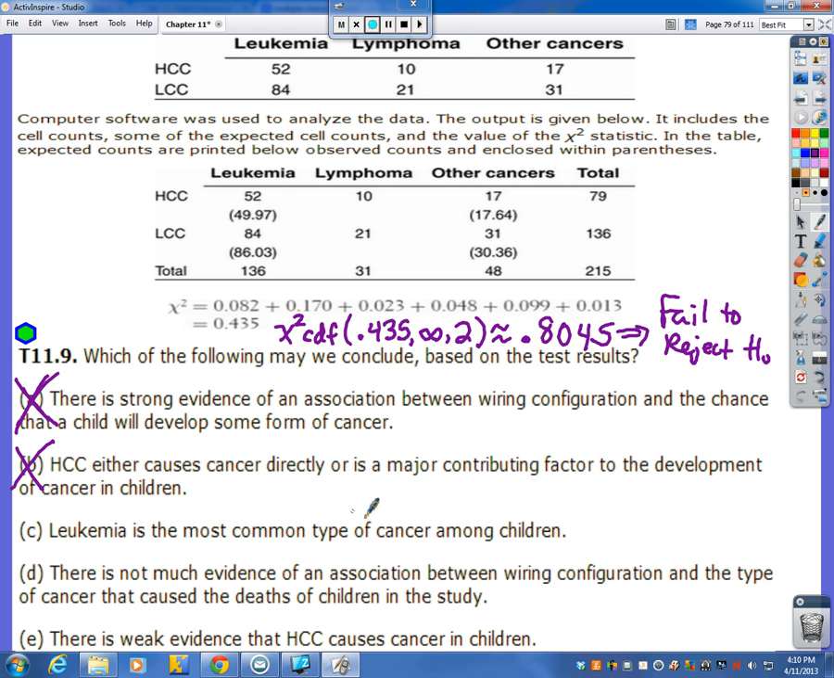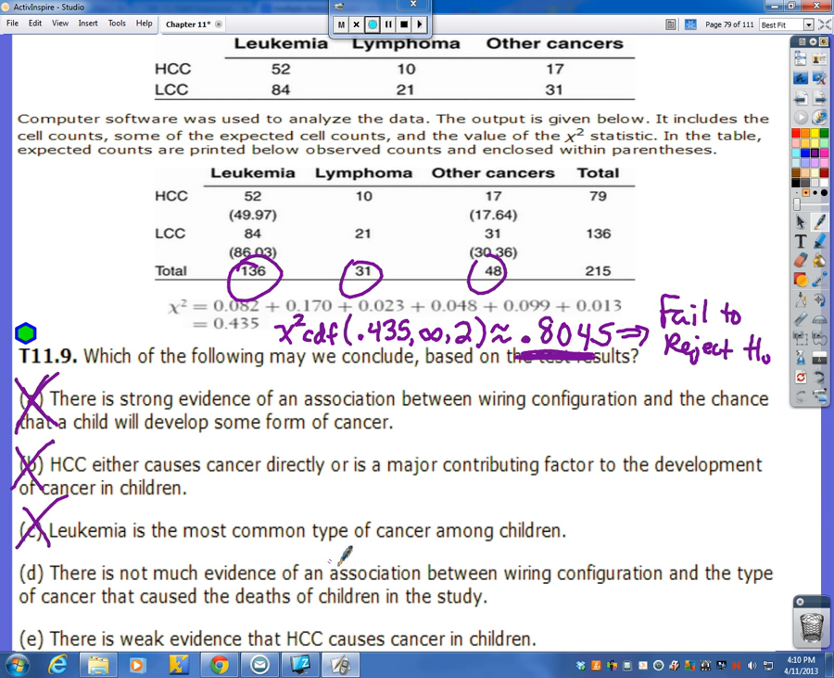Leukemia is the most common type of cancer among children. That isn't what we'd really conclude at all. I mean, if we look at leukemia, yeah, we got 136 cases versus 31 versus 48. Yeah, it's the most common type of cancer in this study. Is that something we would really come to a conclusion based on this data? No. This 0.8045 has nothing to do with that leukemia has the most. So that's a true piece of information, but not from the test results.